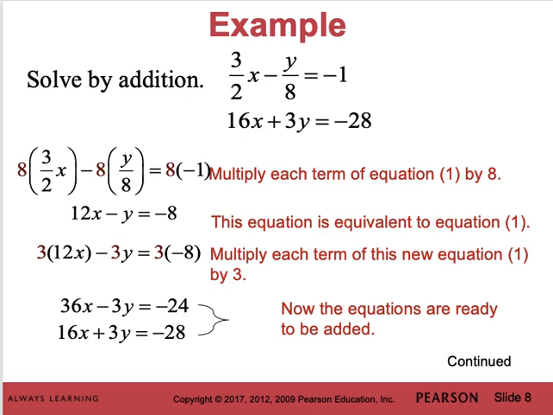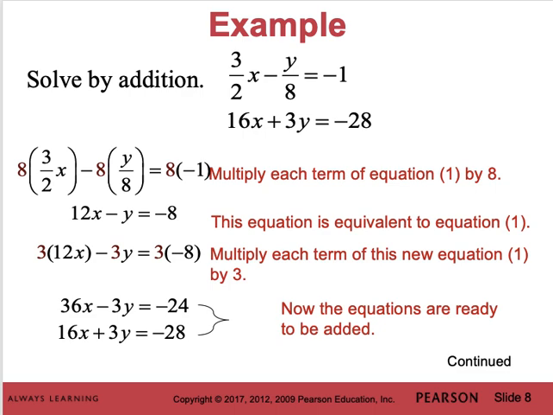Solving by addition again, even if we have fractions, we can multiply those fractions so that we end up with a value that is a whole number that would give us the opposite for our variables so that we could add those values. So in this case, we're going to multiply each term of the first equation, the fractions, by 8. And that would end up with 12x minus y equals negative 8.